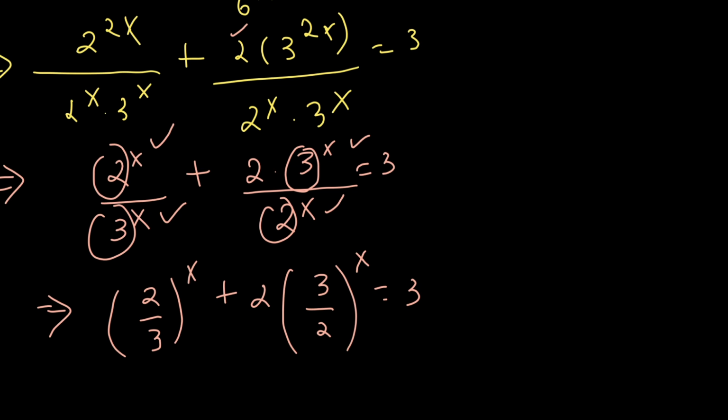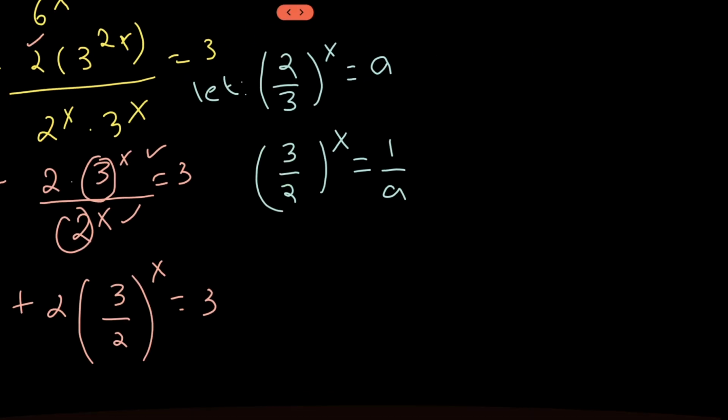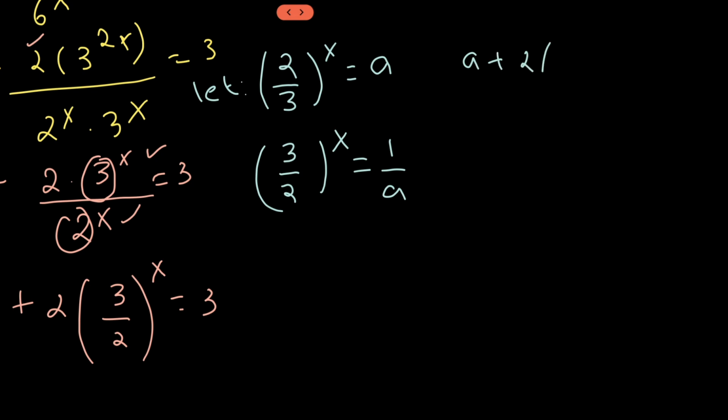So what I will do is I will simply take 2 upon 3 the complete power x as another variable a. So if this thing has been taken as a, and if I take the reciprocal of both sides, what I will get is 3 upon 2 the complete power x equals 1 upon a, okay. So we can see that when we let 2 upon 3 to the power x equal a, we also get the value of 3 upon 2 to the power x. So now both of these terms can be just represented in terms of a. So when we do so, this equation will look like a plus 2 times 1 upon a equals 3.